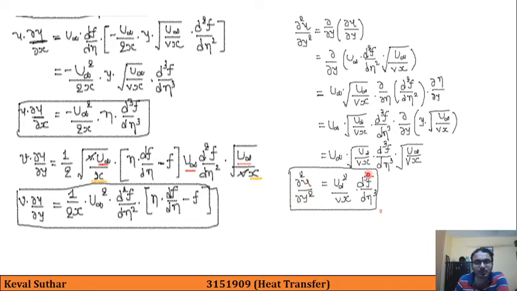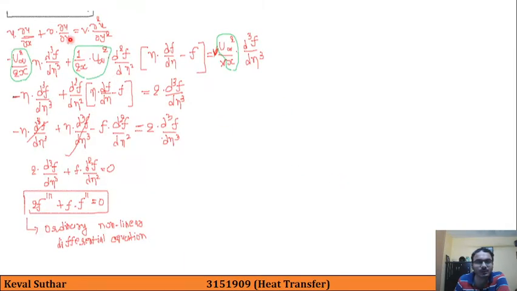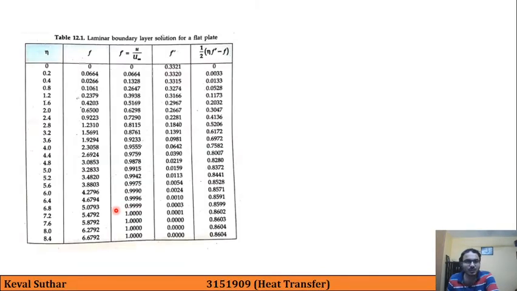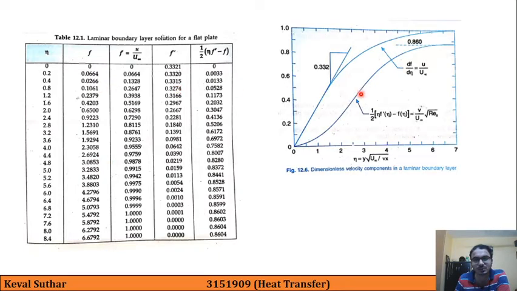So we combined them all together and we applied it into x momentum equation, and based on that we obtained this ordinary non-linear differential equation, that is given by 2 into f triple prime plus f into f double prime equal to 0. So for that differential equation these are the solutions which are given, and this is the corresponding curves.